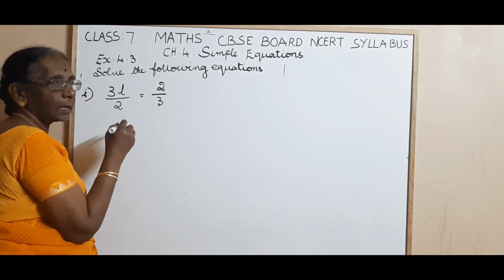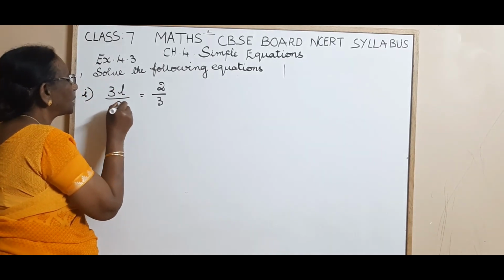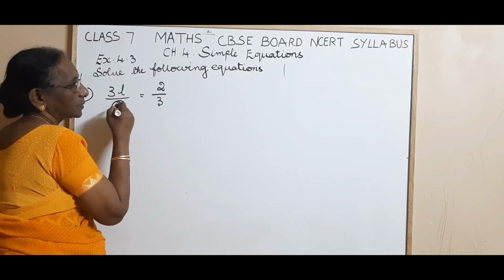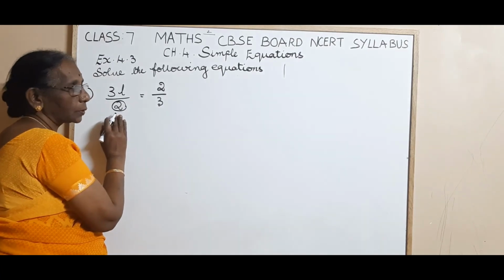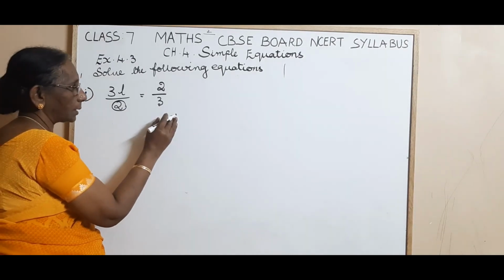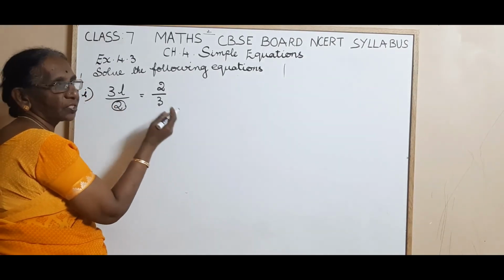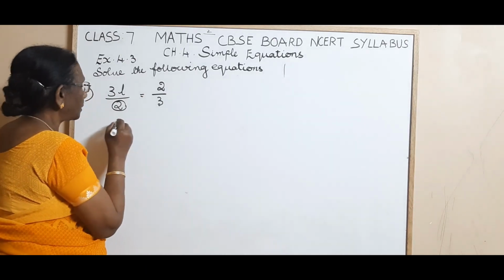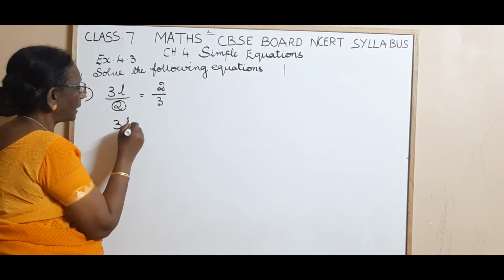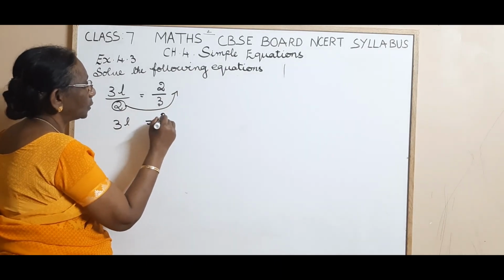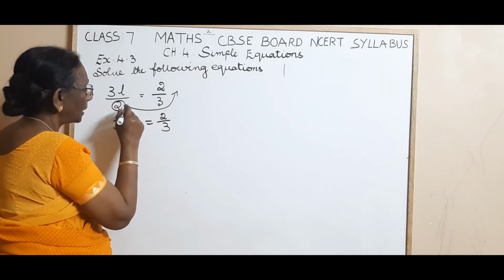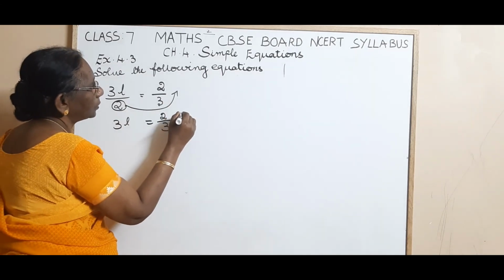So, first you have to eliminate the division. So, you have to bring these 2 from left hand side to right hand side. We are transposing the 2 from LHS to RHS. So here division, when it comes here, it will be multiplication. So 3L is equal to, it will come here, 2 by 3 multiplication into 2.